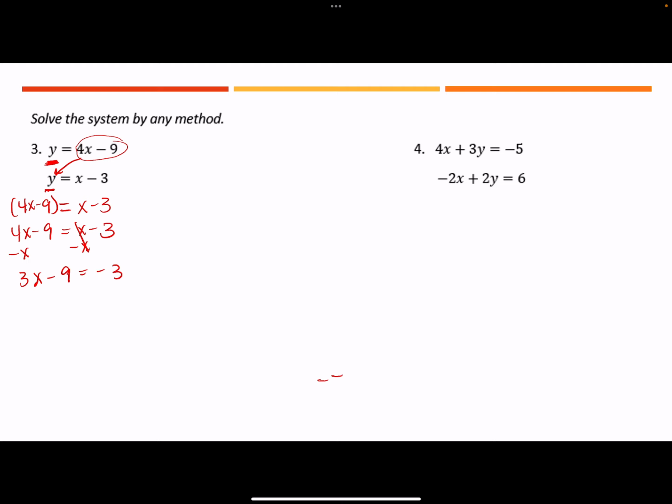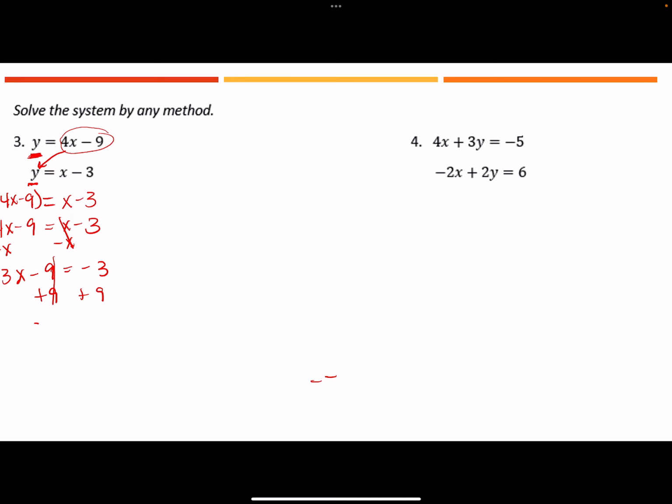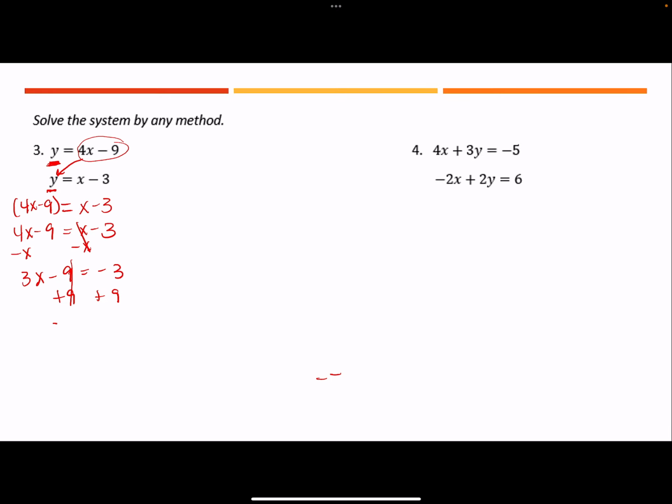And then to get x by itself, I'm going to add 9. I have 3x is equal to 6. Divide by 3, x is equal to 2.